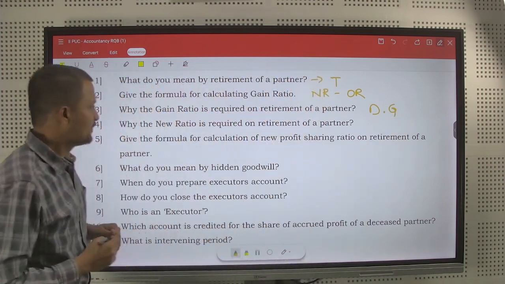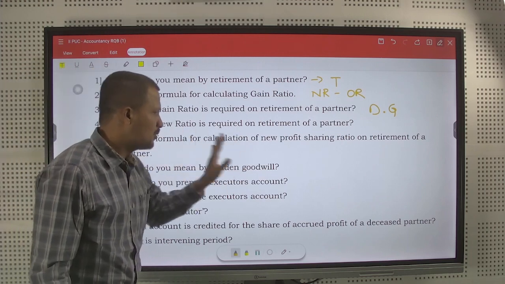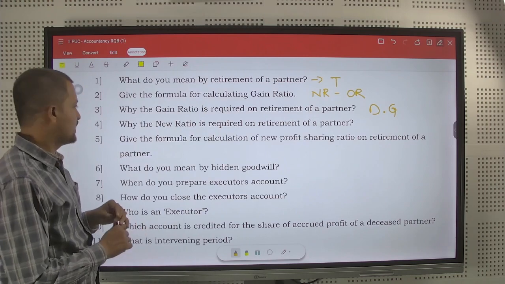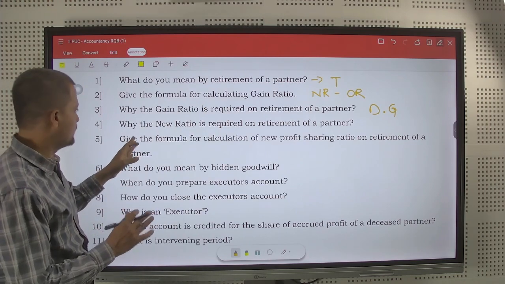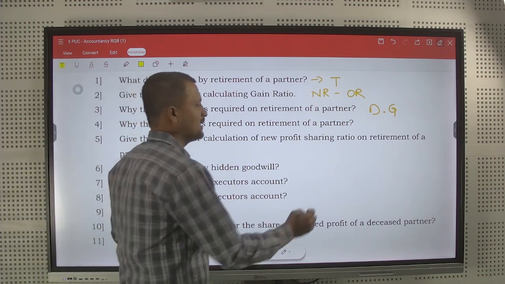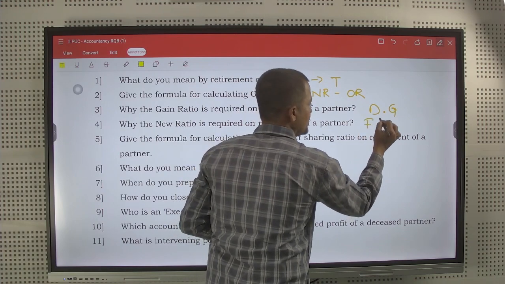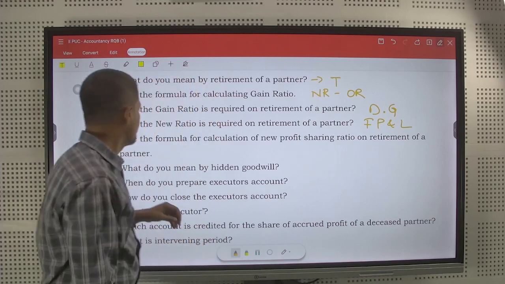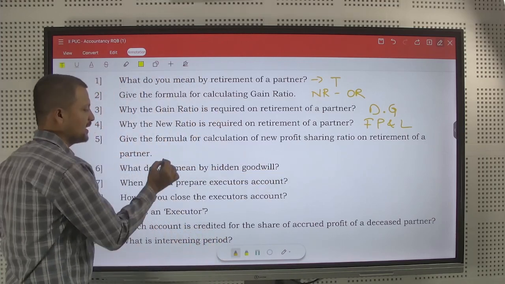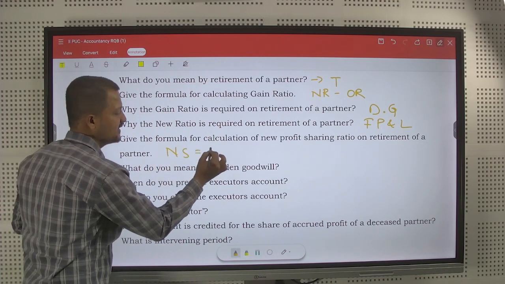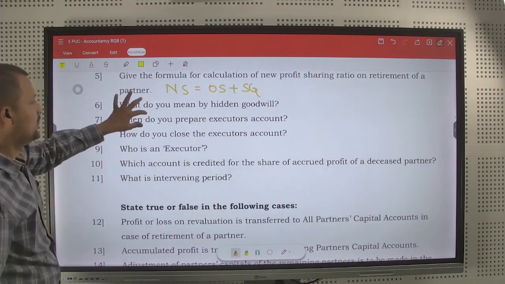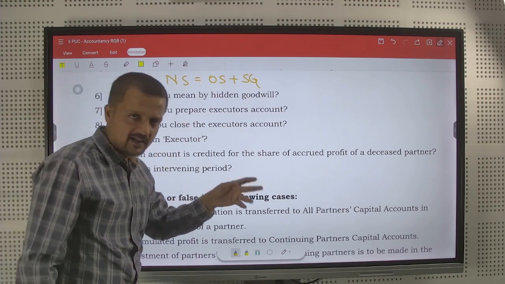required on retirement of a partner to distribute goodwill. Remember, to distribute goodwill. Right. Then why is the new ratio required on retirement of a partner? To share future profits and losses. Then give the formula for calculation of NPSR on retirement of a partner. Very simple. New share is equal to old share plus share gained. Very simple. What do you mean by hidden goodwill?